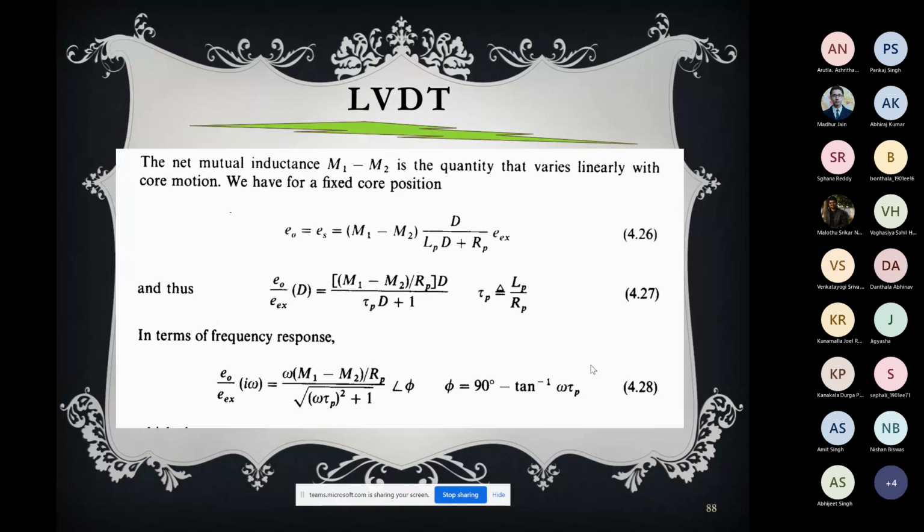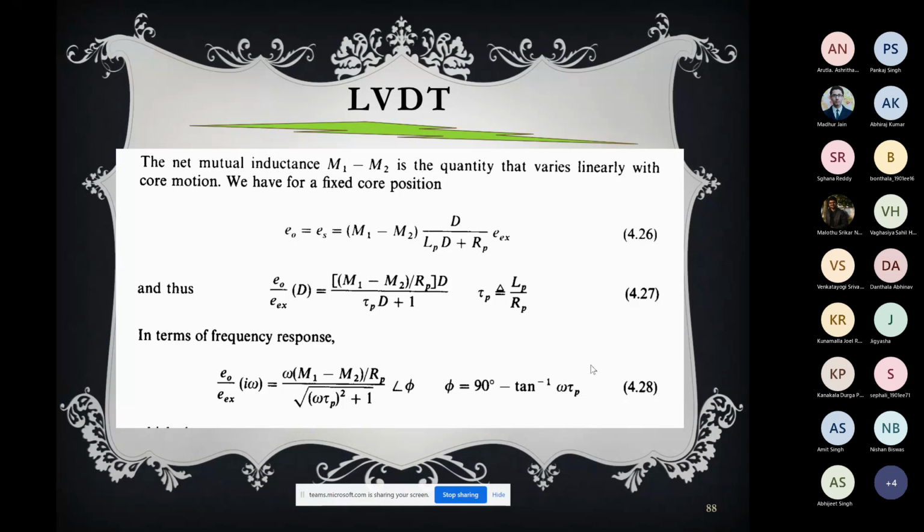If you see this one, you see that it is a first order differential equation. So the transfer function order is 1, because it has one pole, but one thing you should recall is that it has a zero at the origin. Now E_0 by E_ex, what you are getting is (M1 minus M2) by R_P into D by (tau_P D plus 1). If you divide by R_P, tau_P will be the time constant of the first order system, and that is defined by L_P by R_P.